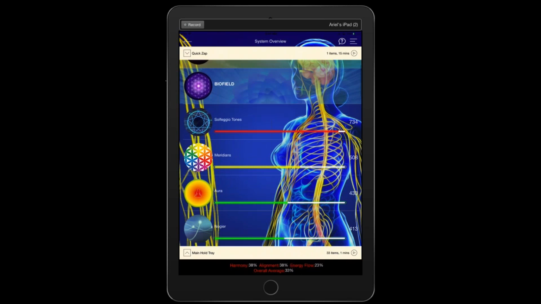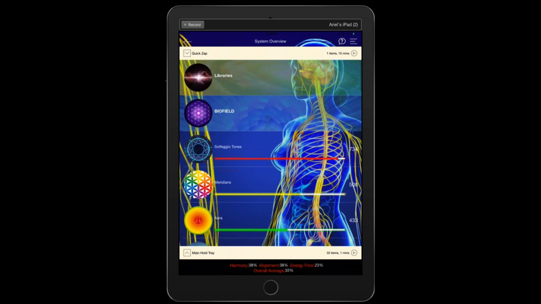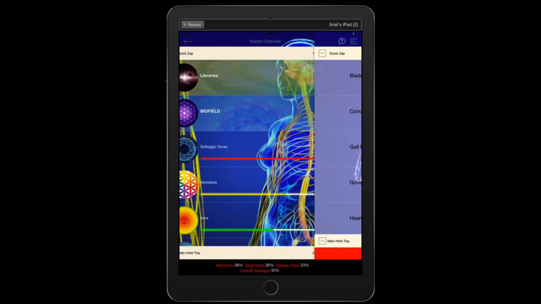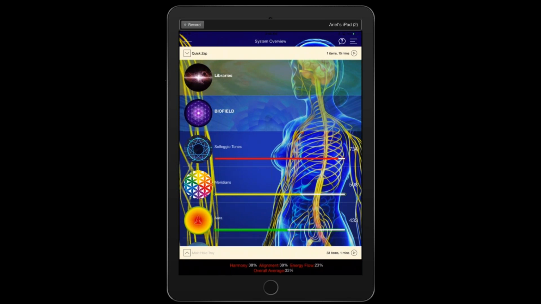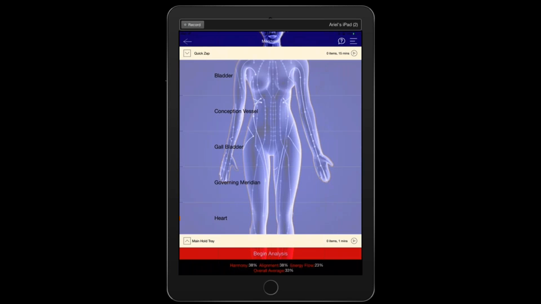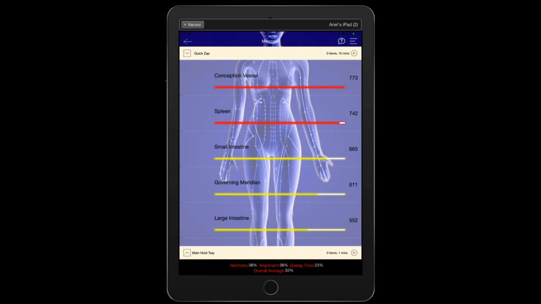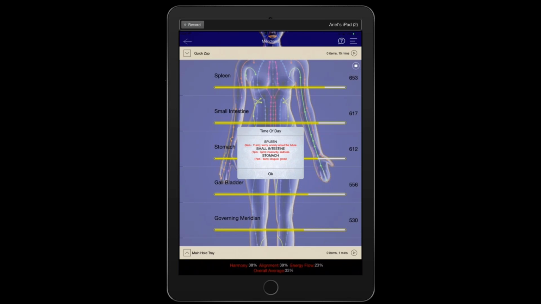One of the easiest recipes to do is to balance the emotions and the Bach flower essences. Another strategy is to balance the meridians. Let's actually go to the main hold tray. Let's clear everything out and start fresh here. So the meridians on their own are fabulous to balance. So you could balance just the meridians, and as you can see, it's really great.